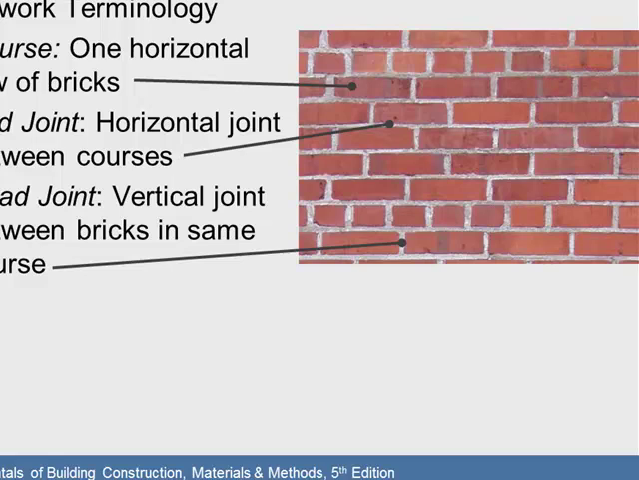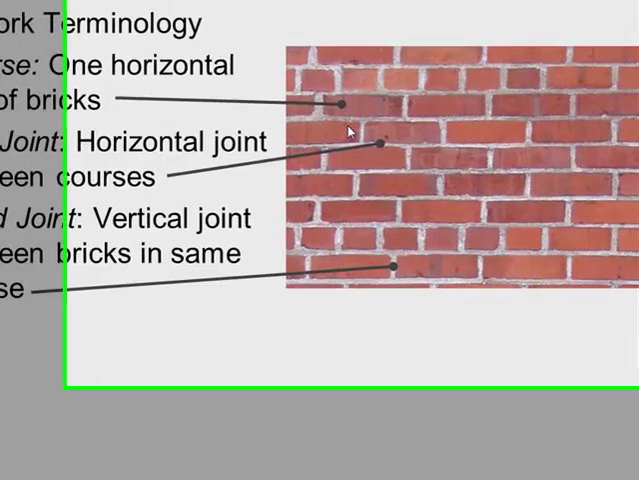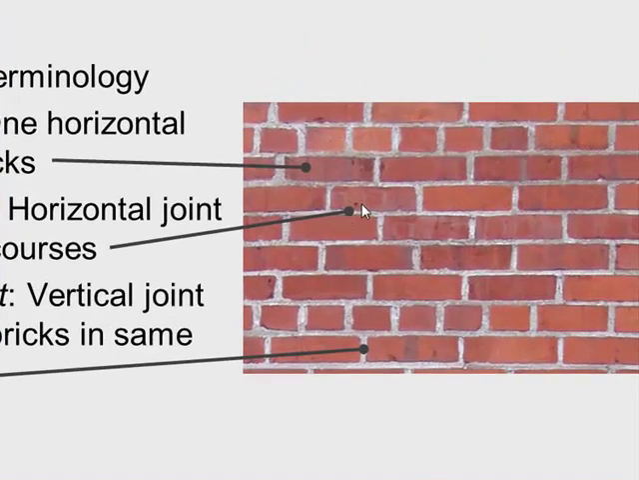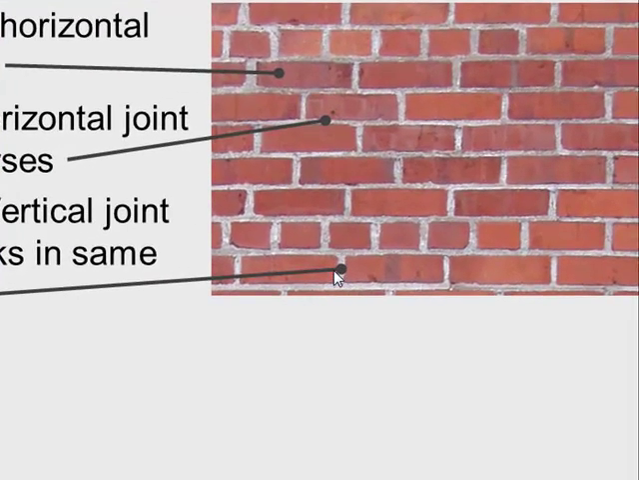Terminology is important to understand. A course is a row of bricks, and it shows that right here. That's one course. A bed joint is the horizontal joint between the courses. So that brick I'm pointing to sits on that bed joint. A head joint is the vertical joint between the bricks, right there. So you've got the course, the bed joint, and the head joint. Those are things you need to understand.